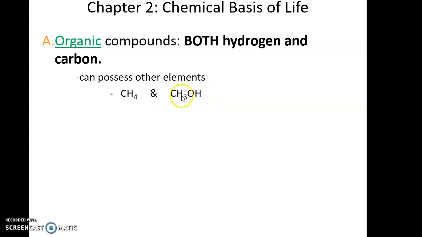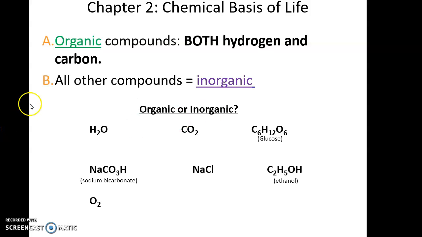CH3OH, good old methanol. Methanol is also organic. It has carbon, it has hydrogen. Oxygen's there as well. That's great. Anything else, all other compounds are viewed as inorganic. So everything else is inorganic if it doesn't have carbon and hydrogen.